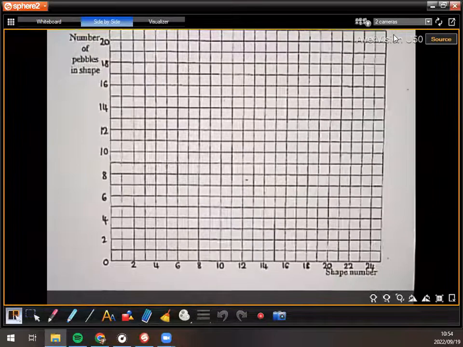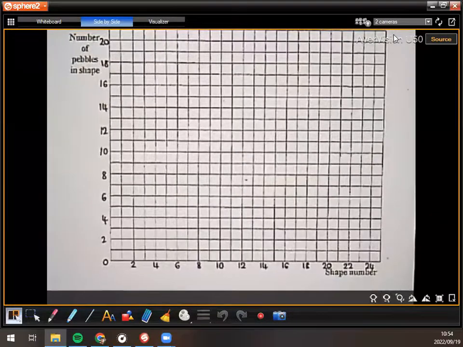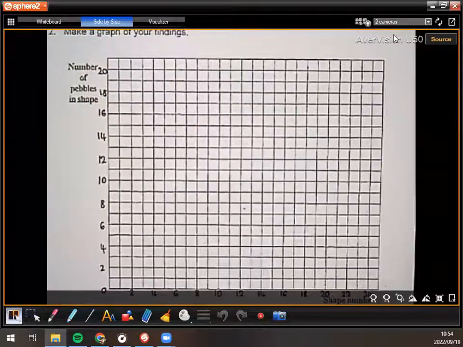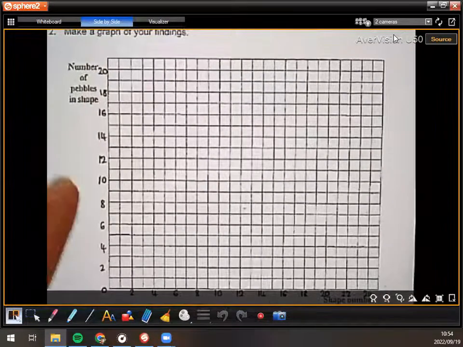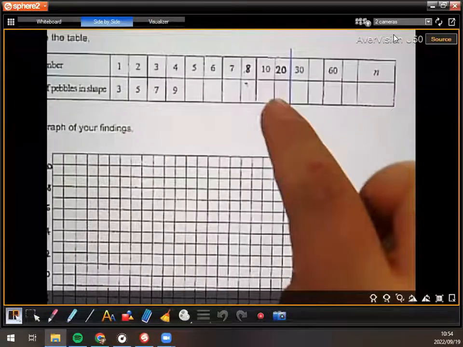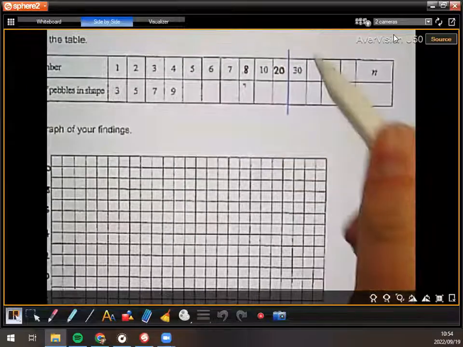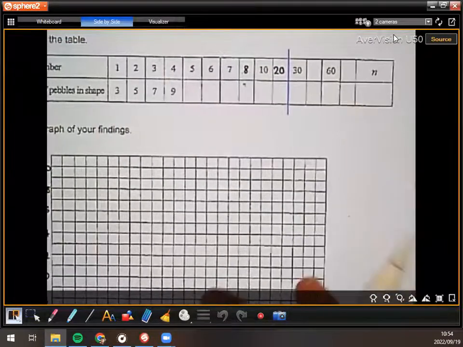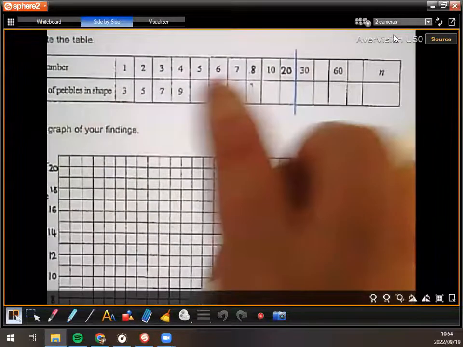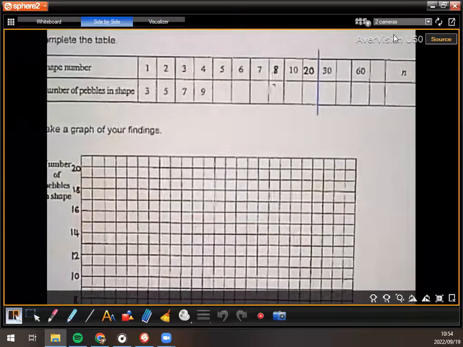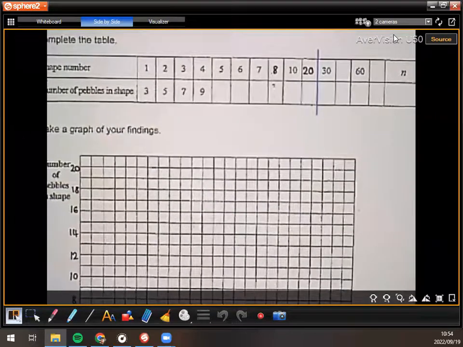Now, guys, if you get a value with a number of pebbles in a shape that is more than 21, obviously you can't put that on a graph. So I think that might exclude this last one that I just said. You might not be able to plot that one. It depends on what the rule is. I don't want to give too much away now. But say you get a number of pebbles in a shape that's 35, obviously you can't put that on your graph, because it goes to 21. So just see which ones you can plot.